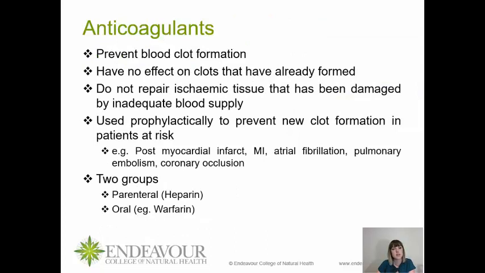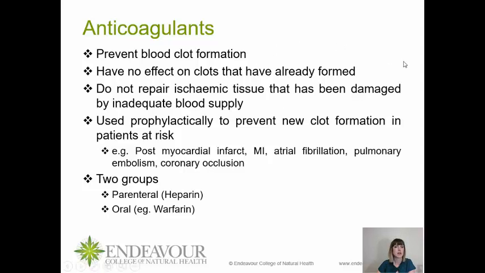So then the anticoagulants are those that target the coagulation cascade, the blood clotting process that leads to the fibrin threads. So these are drugs that are used to prevent clot formation, just like the antiplatelet drugs, but target a different part of the hemostasis process. They don't have any effect on clots that have already formed, so they don't change fibrin threads that have already been made. They just look to stop you making more fibrin threads.